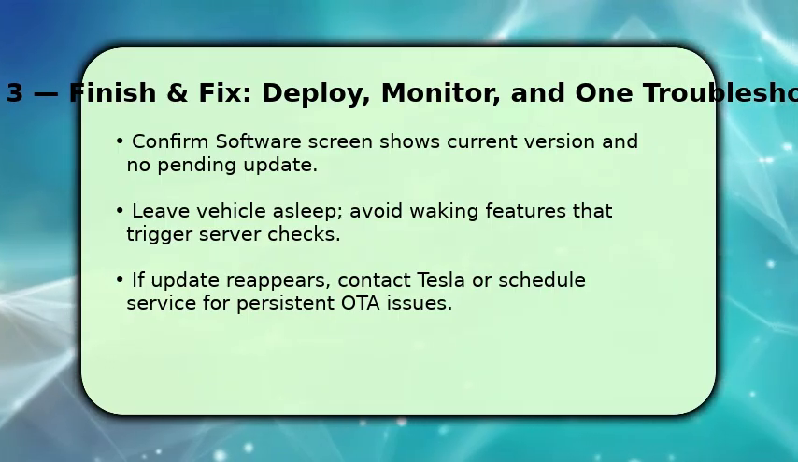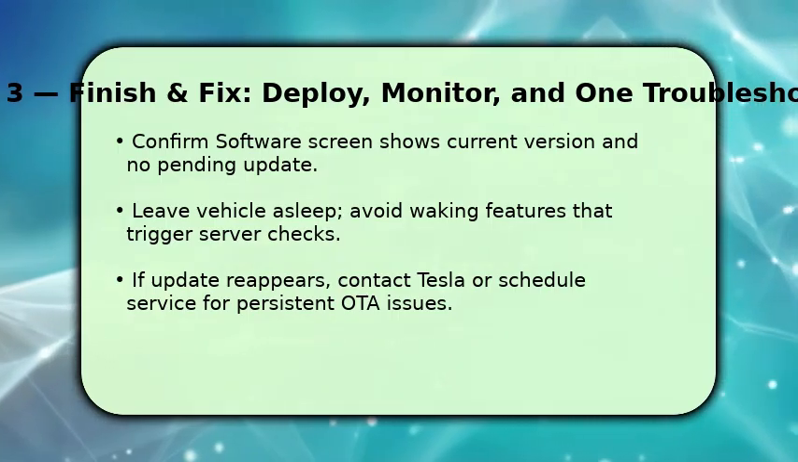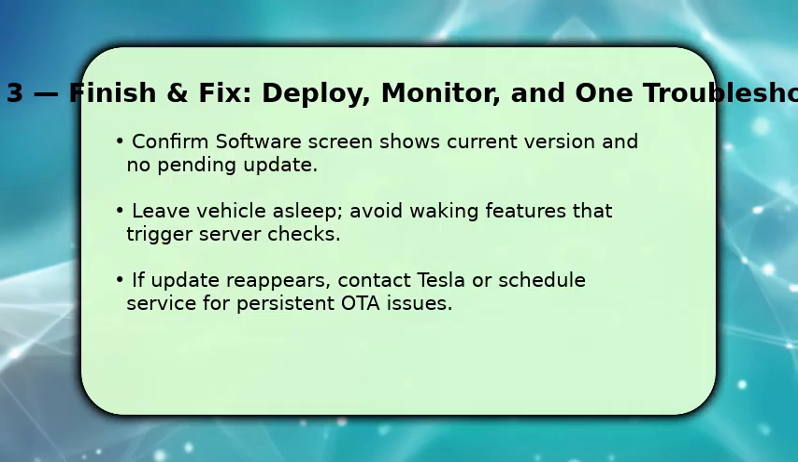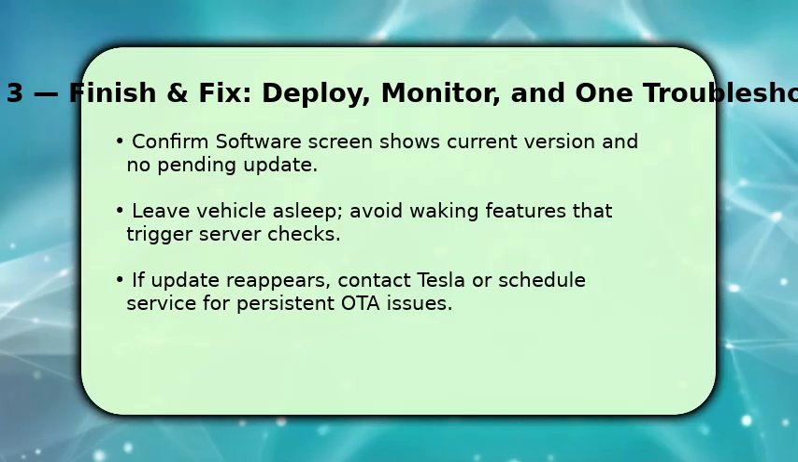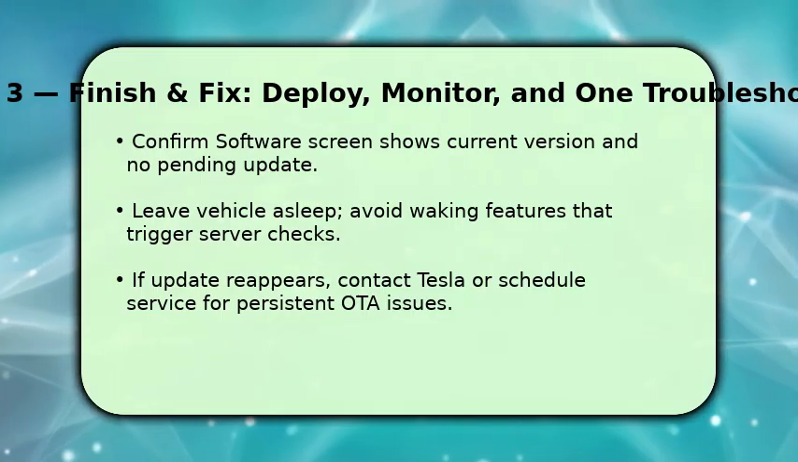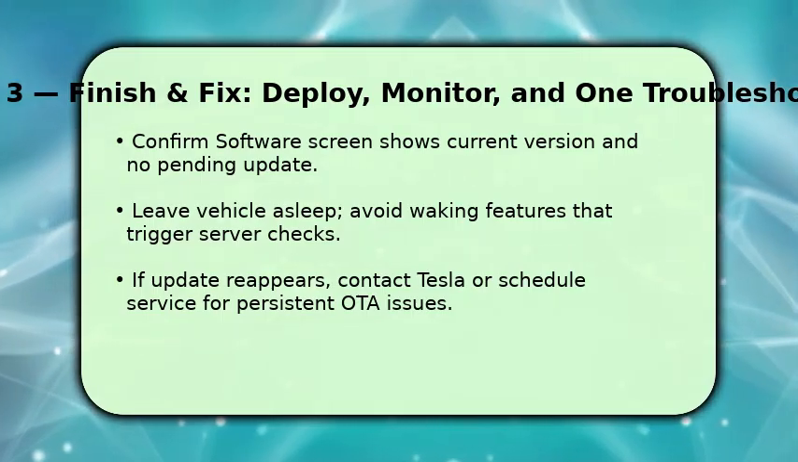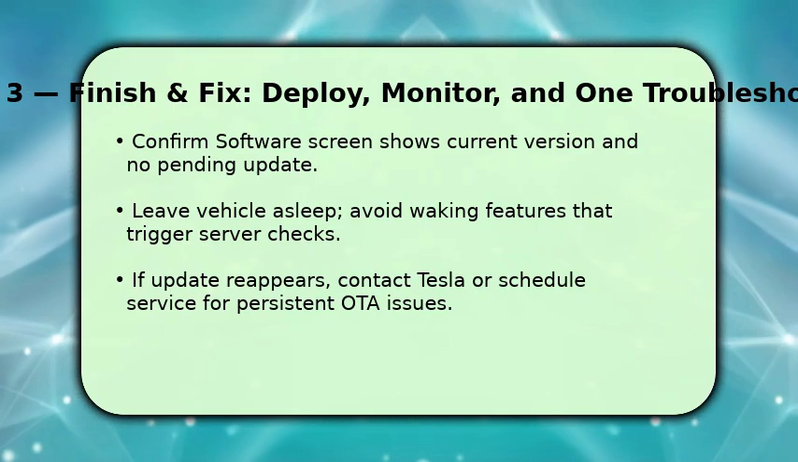If the update returns despite those steps, make sure to clear any saved Wi-Fi networks, and, as one key troubleshooting tip, contact Tesla support or schedule service. Persistent OTA installs may require their intervention to remove a queued update.